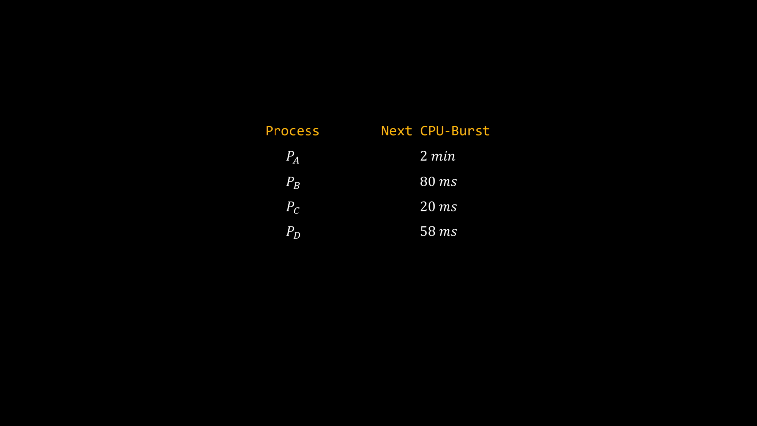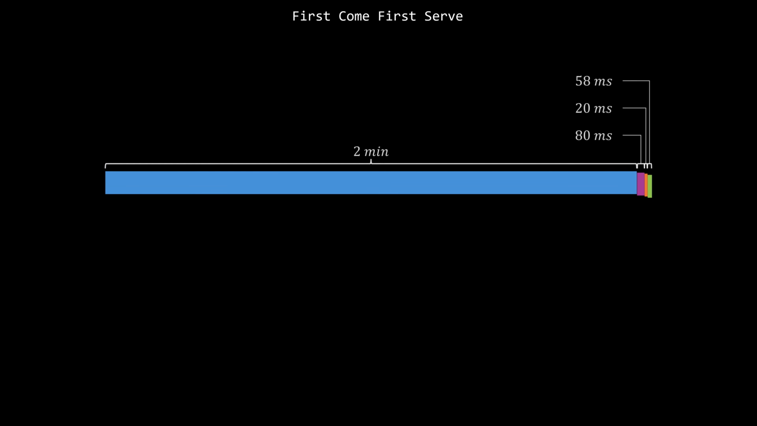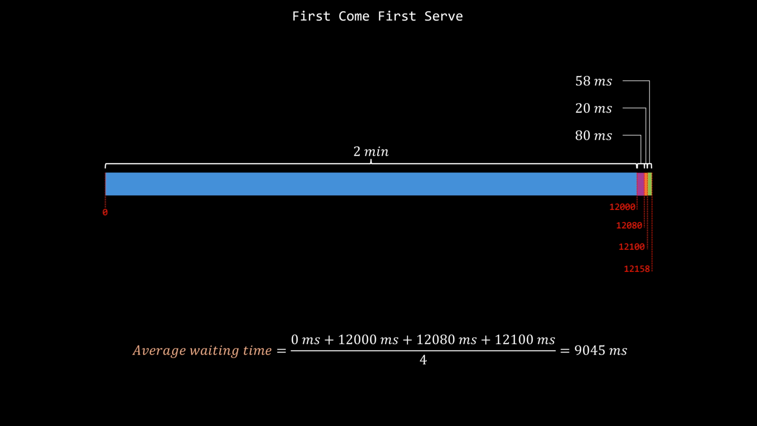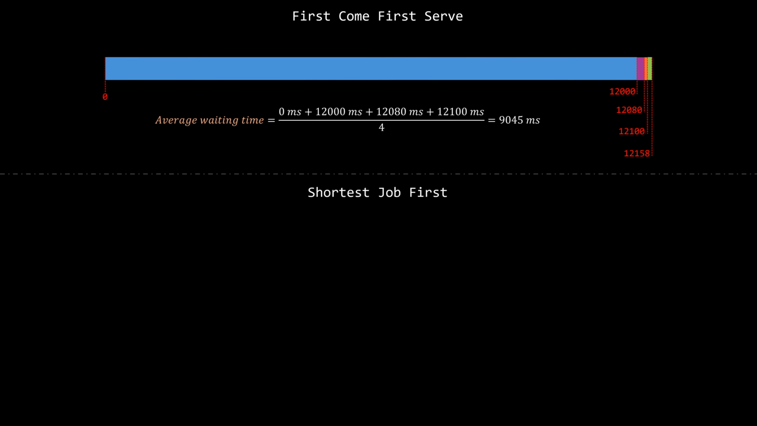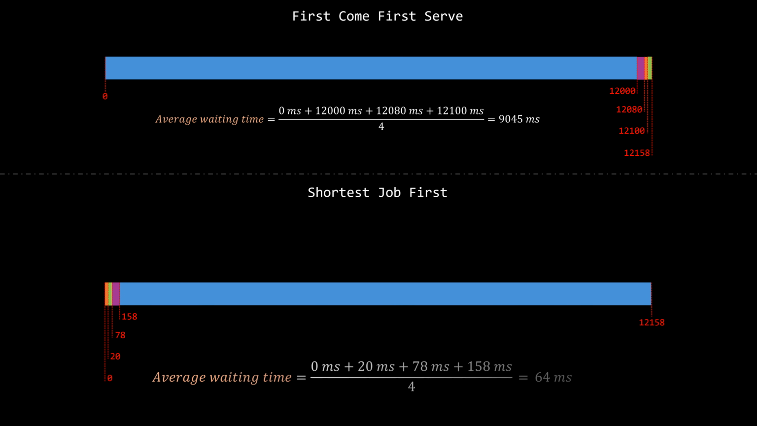The first process's next CPU burst takes 2 minutes to complete, while the others only take a few milliseconds each. In first come, first served, if those shorter CPU bursts arrive just after the long CPU burst, they would experience significant delays because they'd have to wait for the longer one to finish. On the other hand, if processes with short CPU bursts are allowed to go first, their waiting times would be minimal, and the process with the longer CPU burst would barely be affected. It would simply start a few milliseconds later, which would make little difference to it.